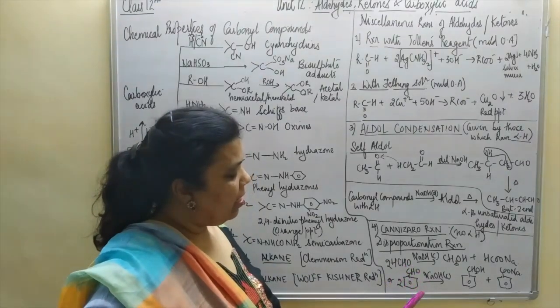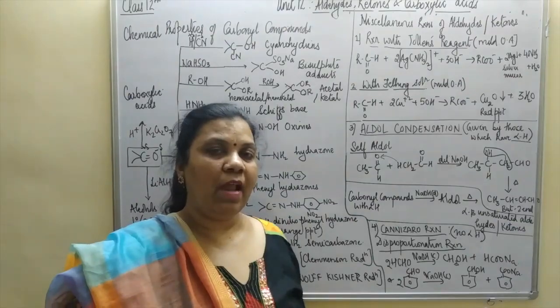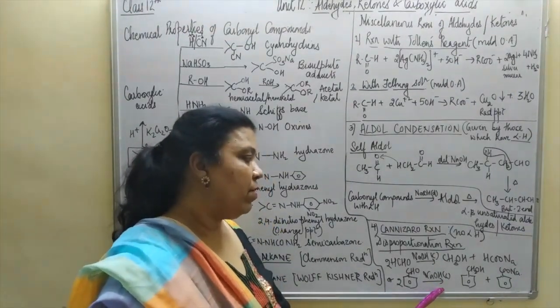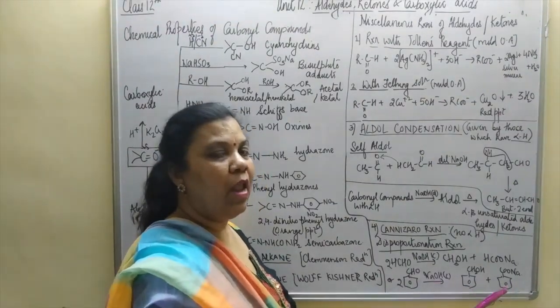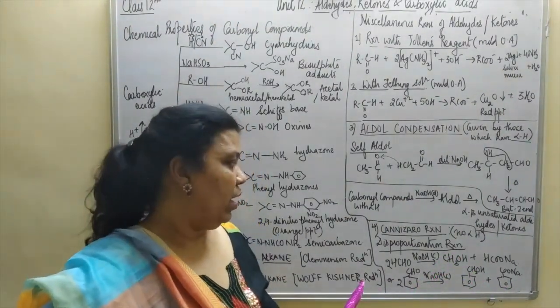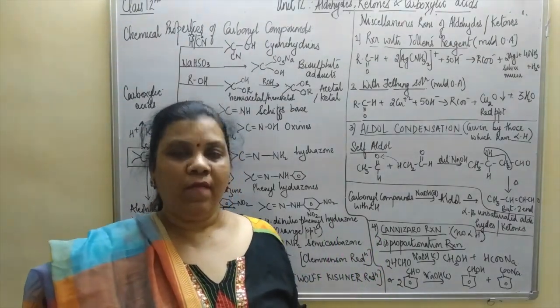Let us take another example, benzaldehyde. Benzaldehyde also does not have any alpha hydrogen. So when treated with concentrated NaOH, it will form 2 products, benzyl alcohol and sodium benzoate. So this is Cannizzaro reaction, again a very important reaction.